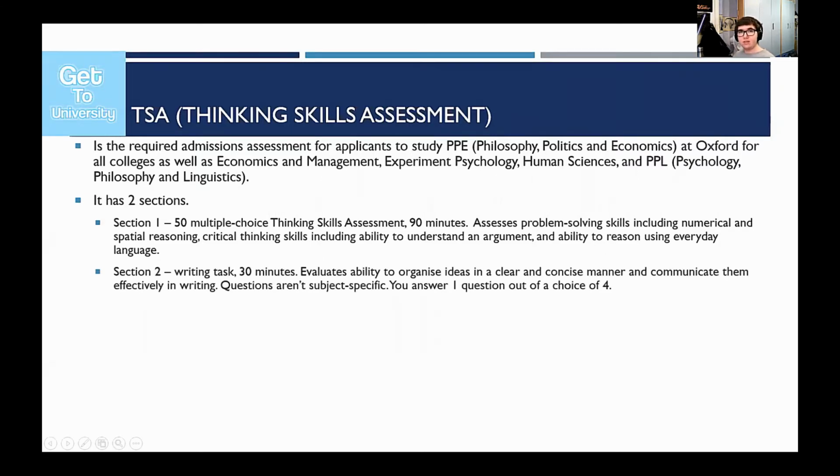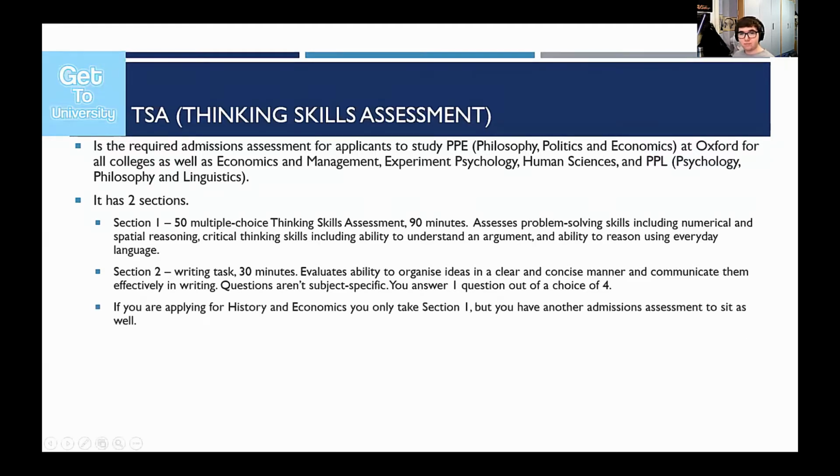Then there's the second part, which is 30 minutes long and is a writing task. It's an essay. You have to be able to write clearly and concisely, and it's about effective communication. They're not subject specific. With PPE, you most probably haven't studied any element of it. Anyone who has just has a bit more knowledge, but you don't have to have done that. It's not required. You just choose one of the 4 questions and present an argument about it.